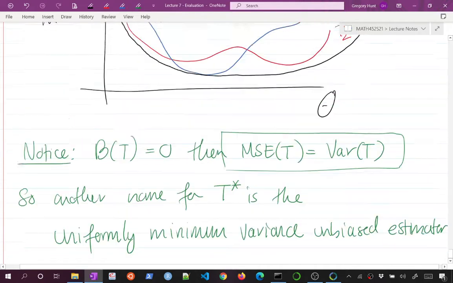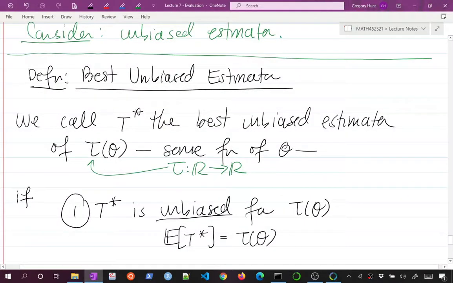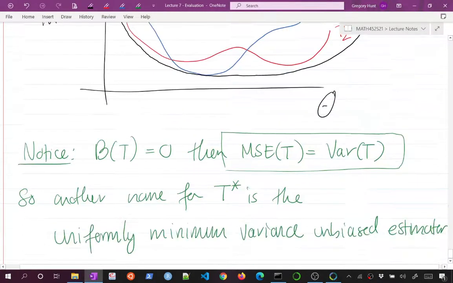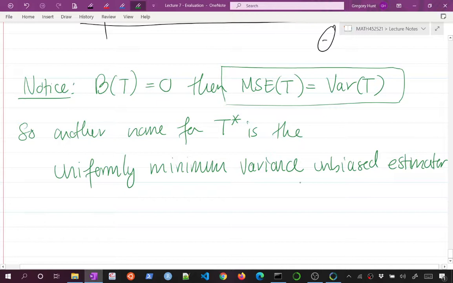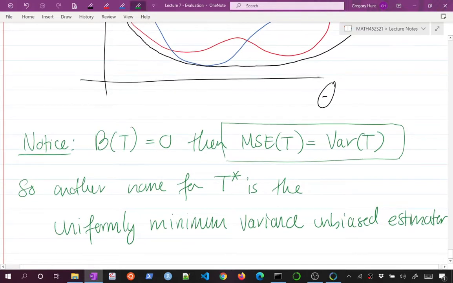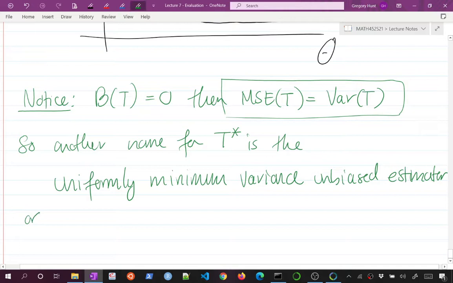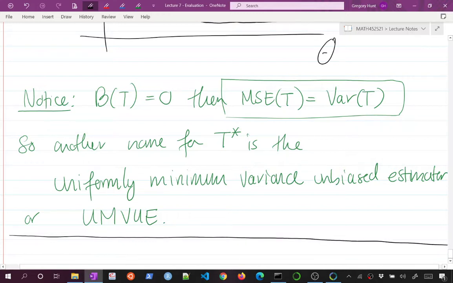So another name for T star, in addition to the best unbiased estimator, a more technical name would be the uniformly minimum variance unbiased estimator. That is, over all possible thetas, the minimum variance among all unbiased estimators. And this is a mouthful, and so it's almost always abbreviated as UMVUE. So this is a uniformly minimum variance unbiased estimator, and you will get used to UMVUE. You'll hear it quite a bit.